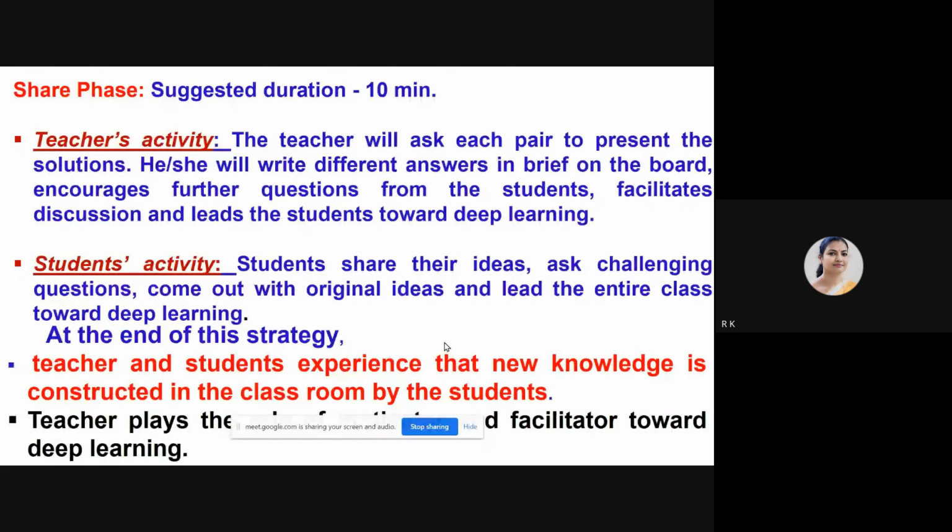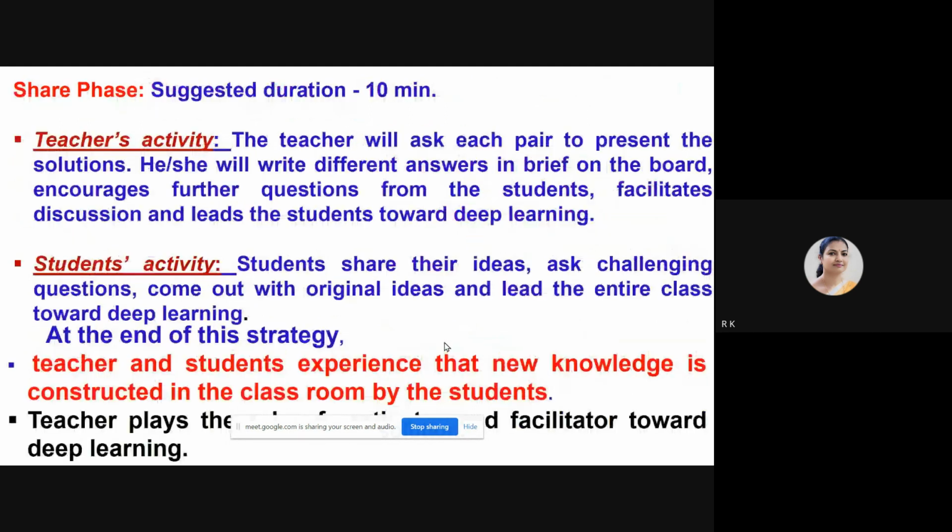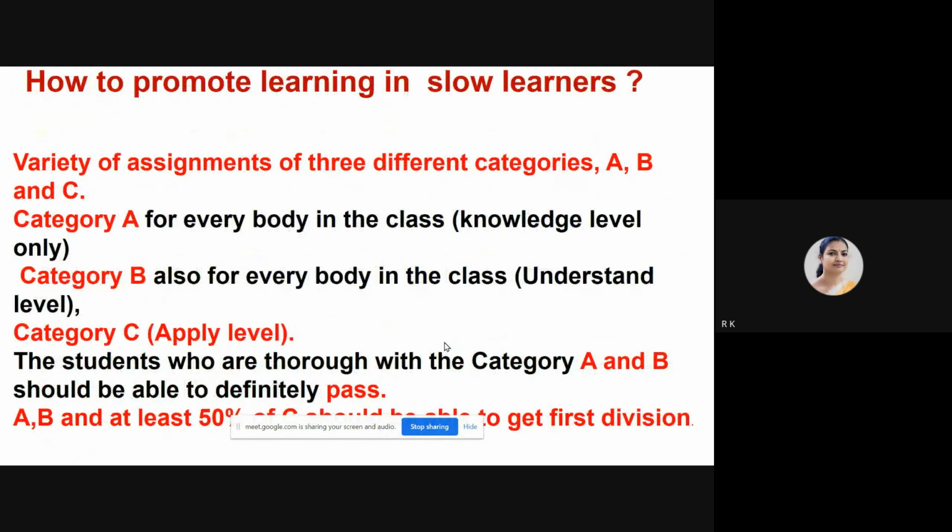So this is a very good method, I should say, TPS. I'm showing you the slide again so that it is easy to catch on to: the Think, Pair, Share activity. This is one of the first methods which I would like to share, which is an innovative method. The second innovative method, as I discussed earlier, concerns slow learners.